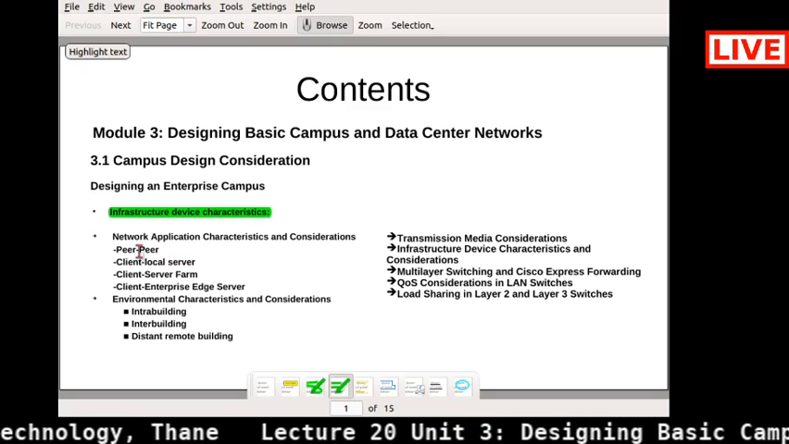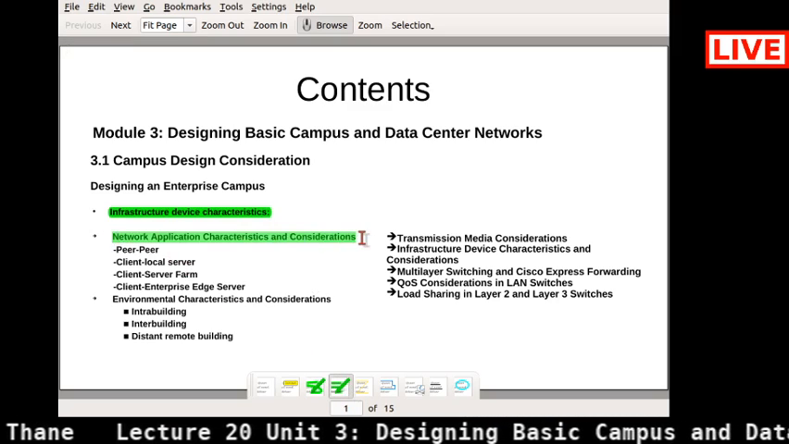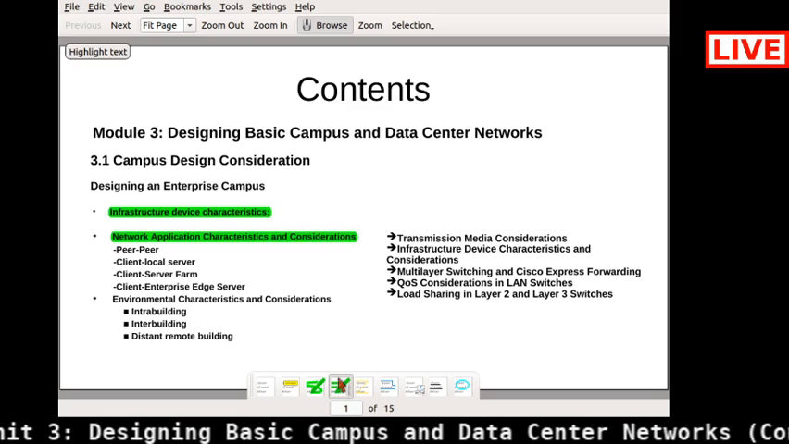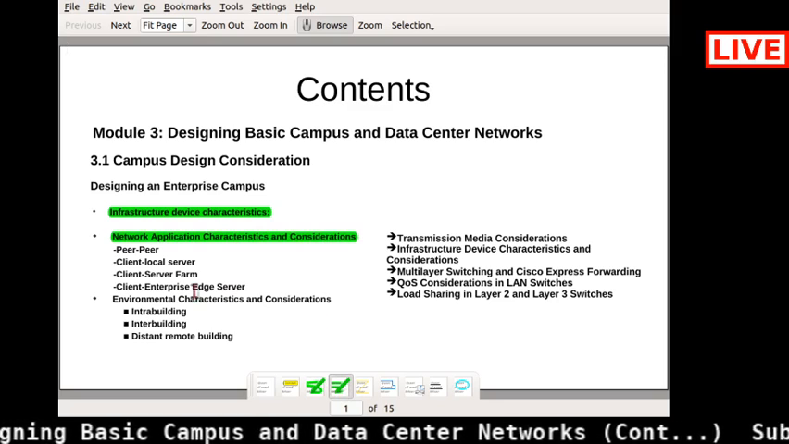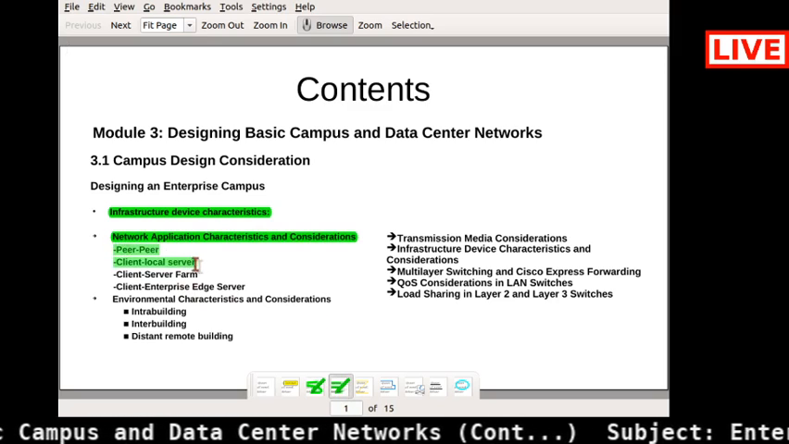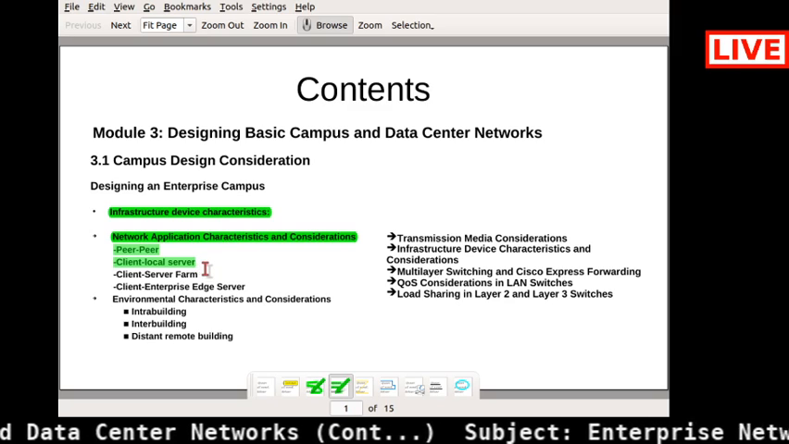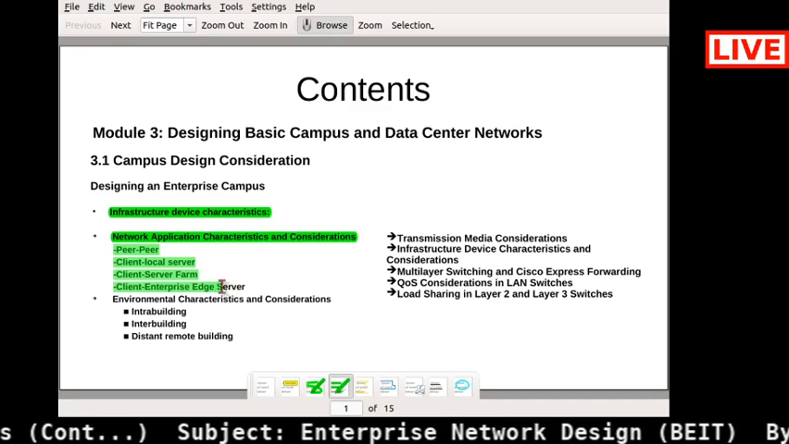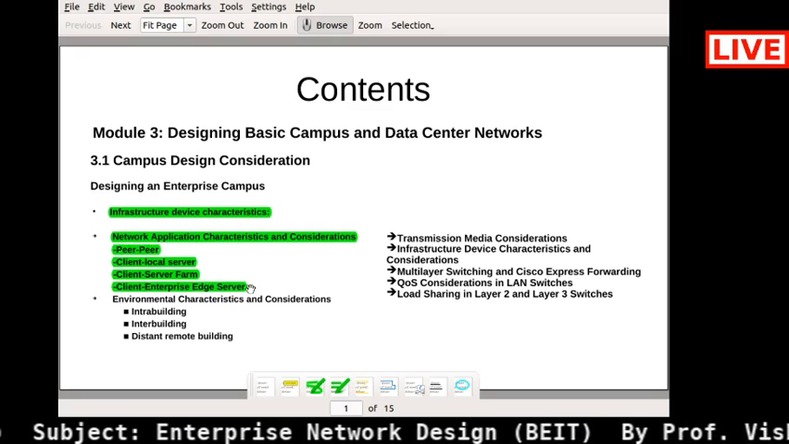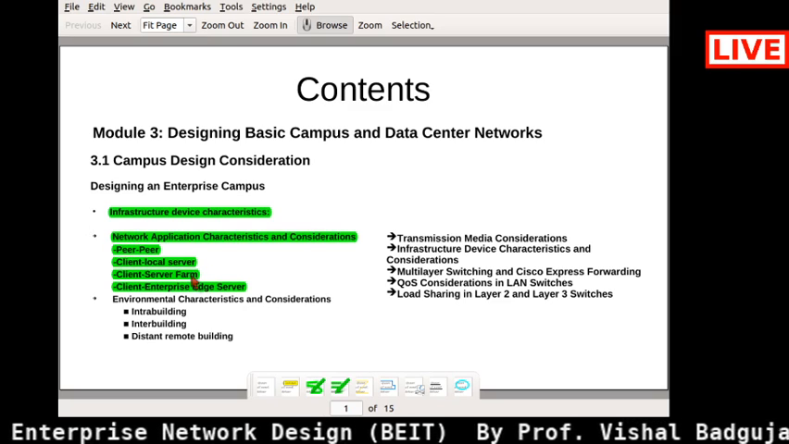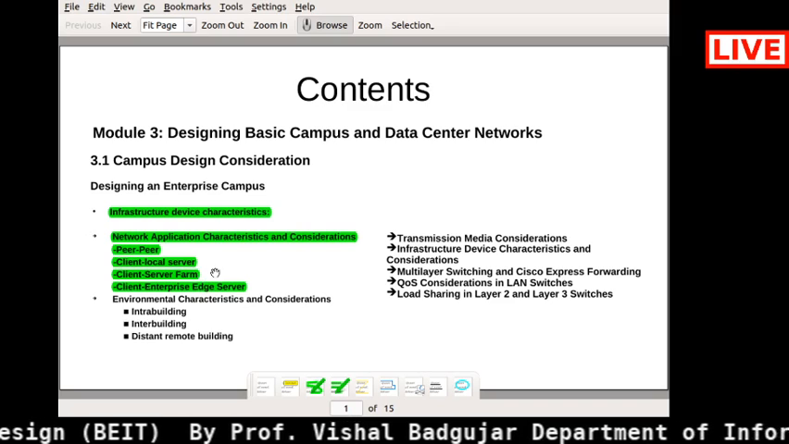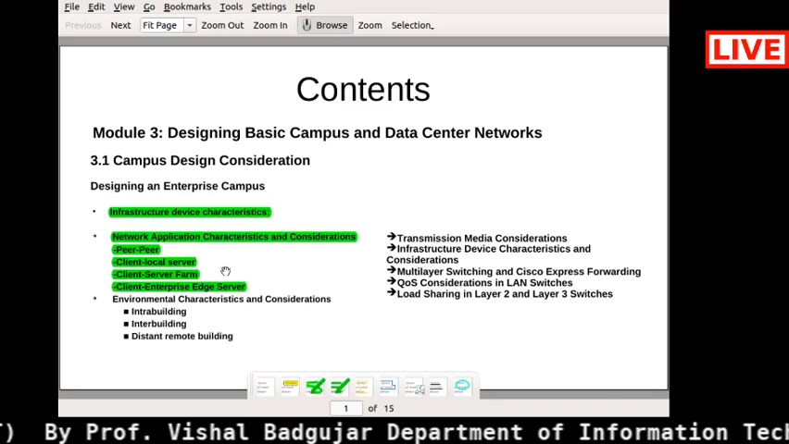These are some network application characteristics and their considerations. In that we also discussed four applications: peer-to-peer applications, client and local server applications, client and server farm applications, and the last one, the client to enterprise edge server, right? In all these four network applications, we have also seen different examples.